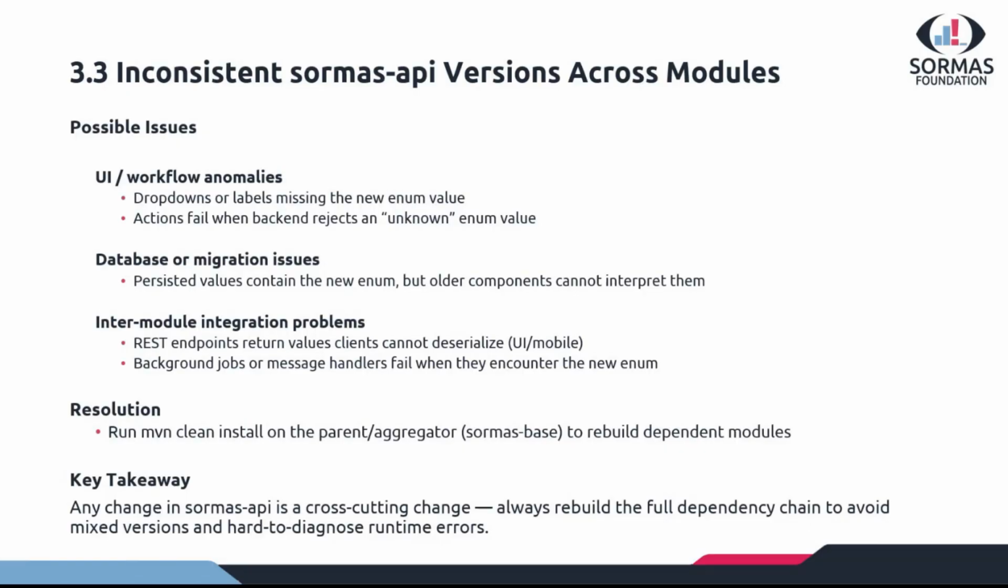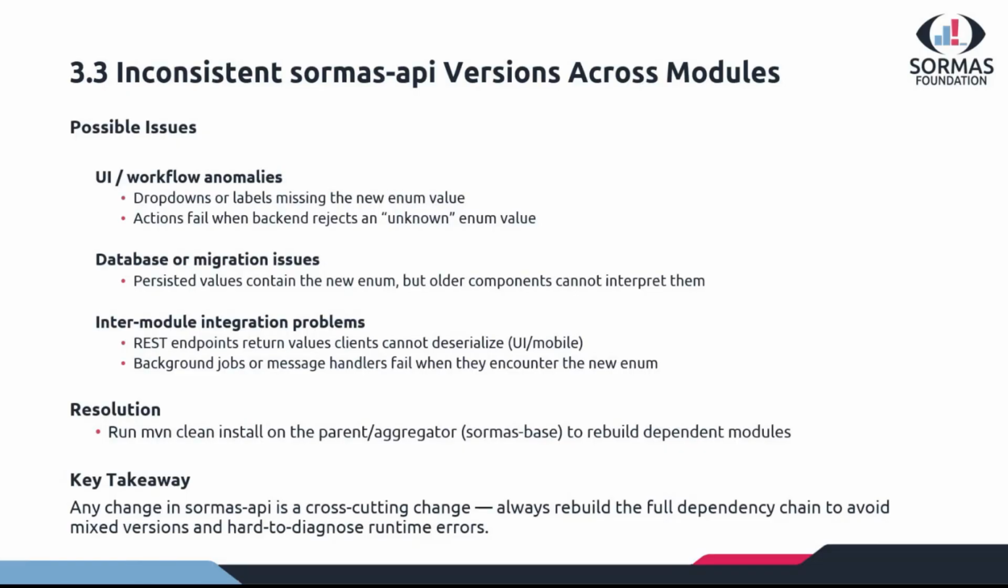So there are inconsistencies. You could also have database migration issues where persisted values contain the new enum added, for example, but older components do not have it. So you have that problem when you're migrating or deploying a new version as well. Then intermodule communication, you have issues there, because the versions of SORMAS API they have are not the same.